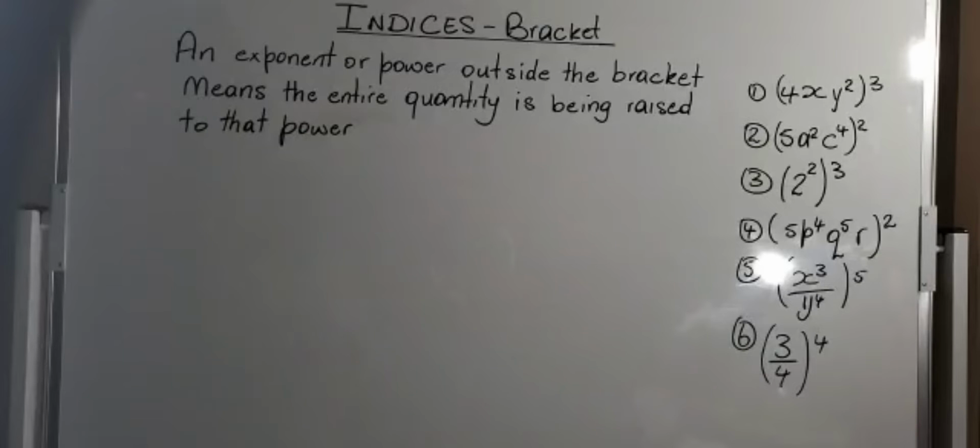The information is an exponent or power outside the bracket means the entire quantity is being raised to that power. So bear in mind guys, once we see an exponent outside the bracket, the implication is the entire bracket is being raised by that power.